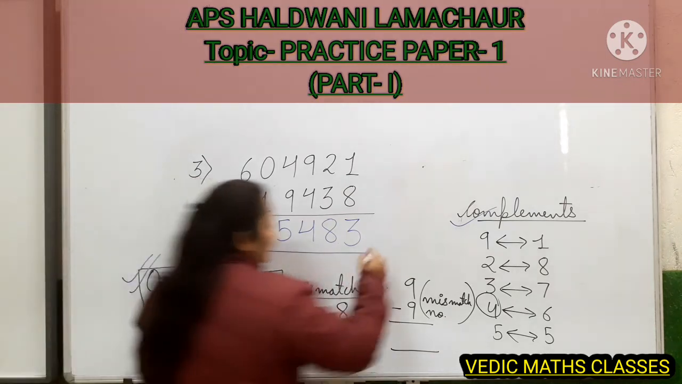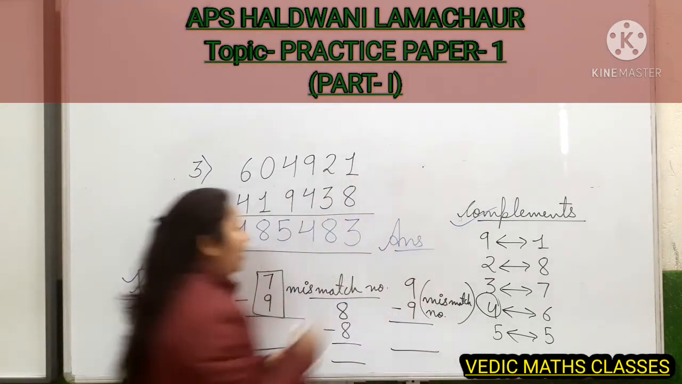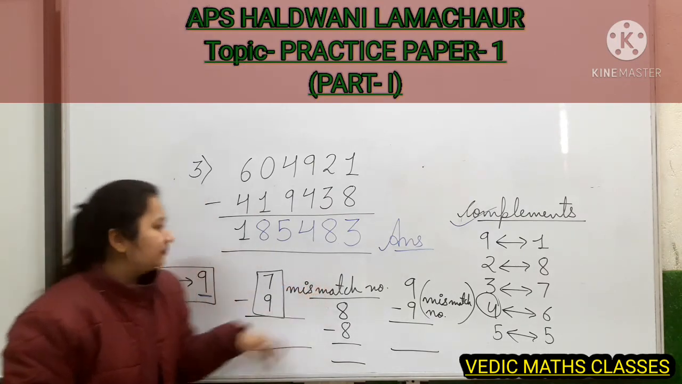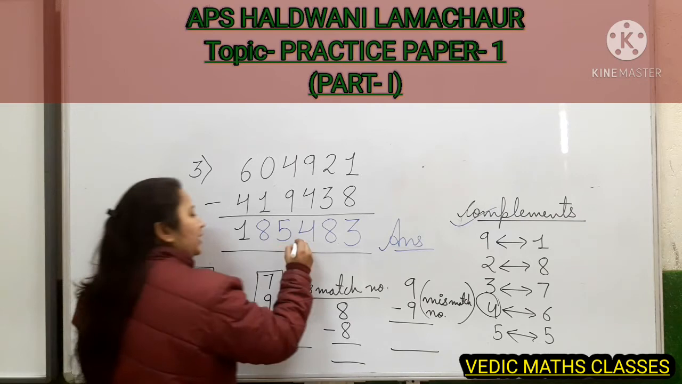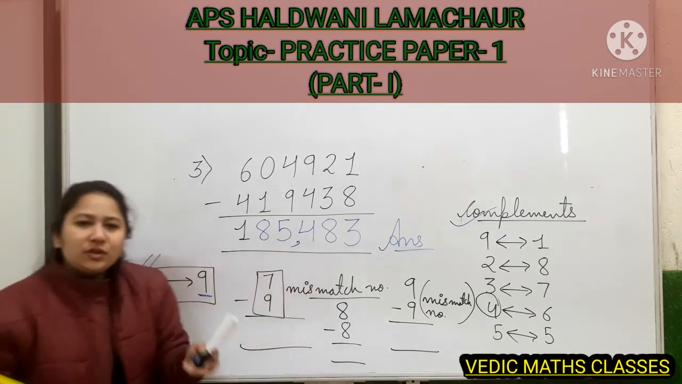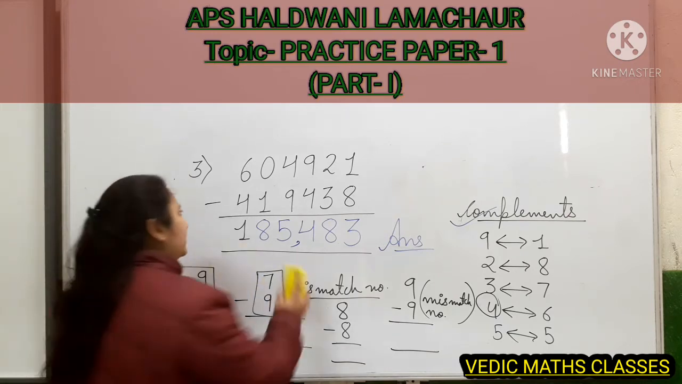In some seconds, I think so, we have taken out the answer with the help of the direct method. It just needs practice and repeating. So your answer is 185483. Now with this sum, our revision of the subtraction method ends.